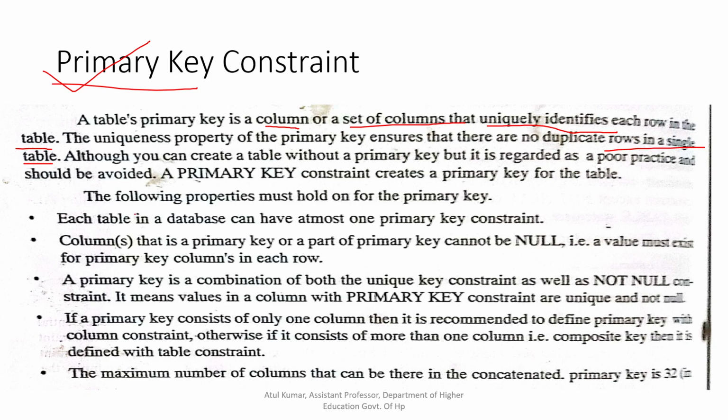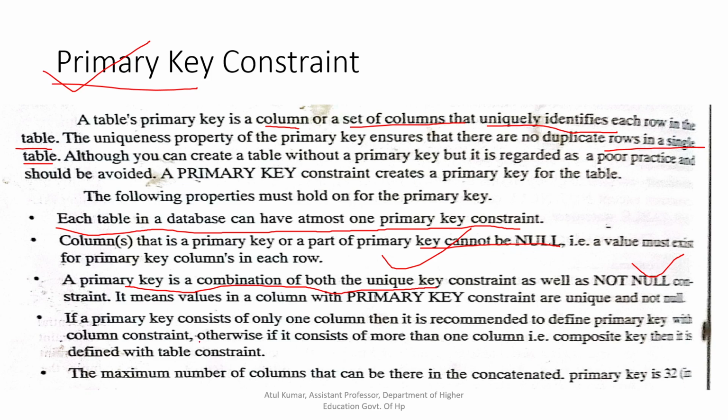These are the different properties. Each table must have at least one primary key constraint. The columns that are the primary key or a part of the primary key cannot be null. So the columns on which we impose a primary key constraint cannot be null. Next, the primary key is a combination of two constraints, that is the unique key constraint and the not null constraint, meaning that the primary key must be unique for each row in the table.